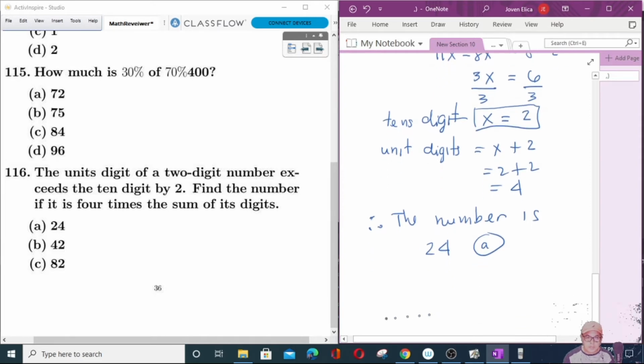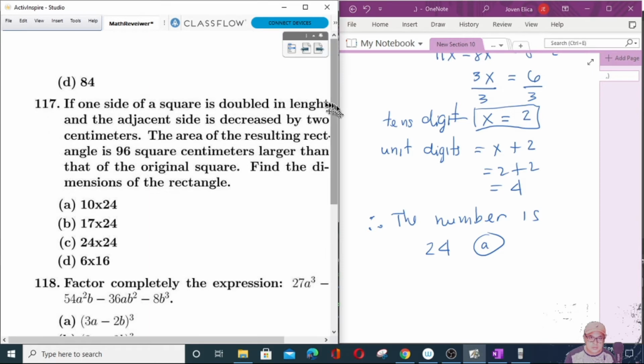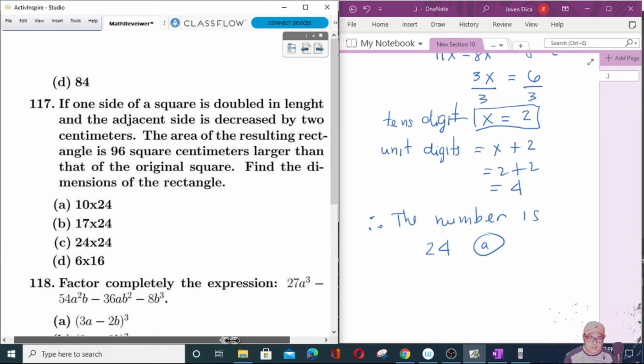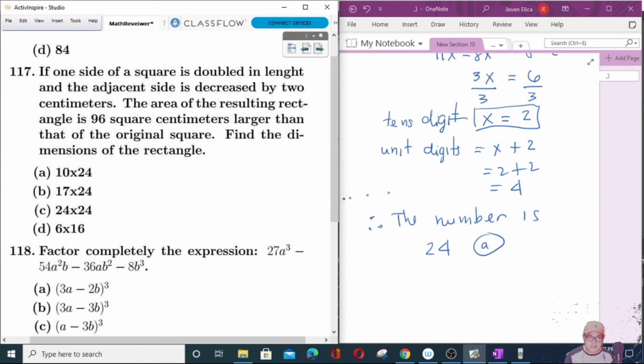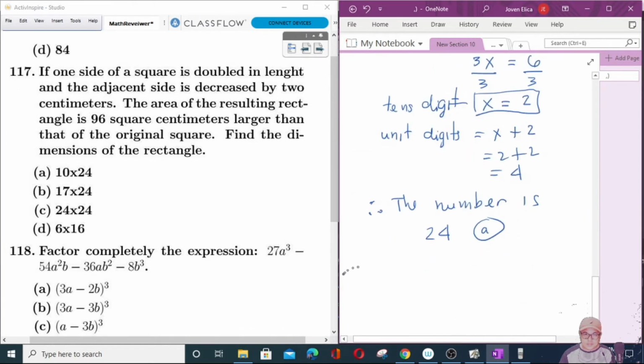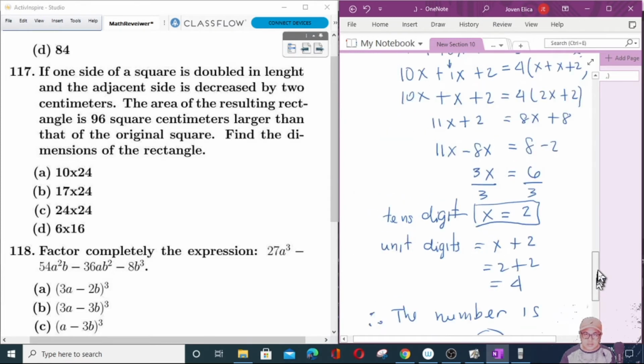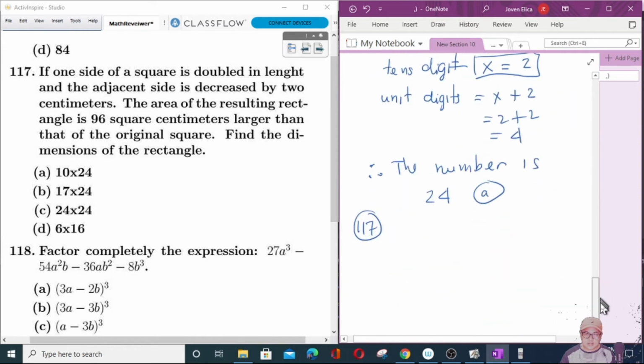Okay. So number 117. All right, so we are now in number 117.